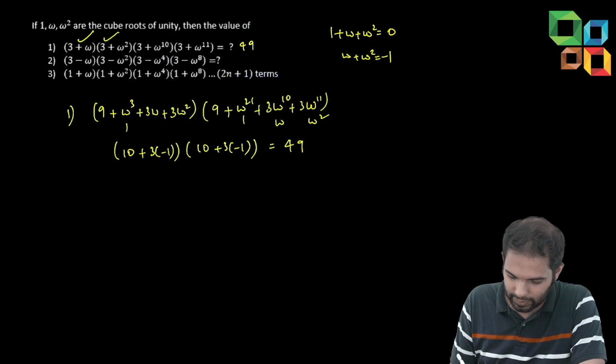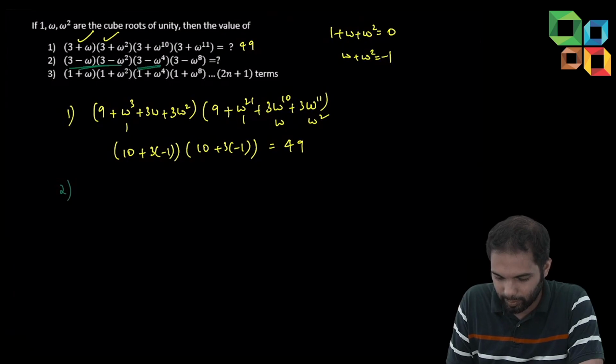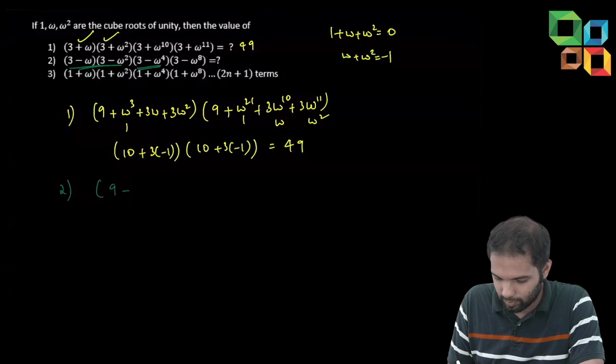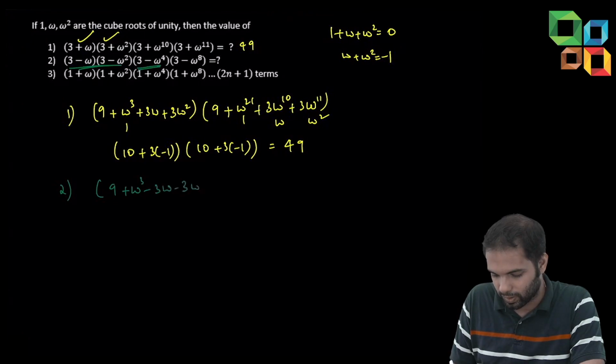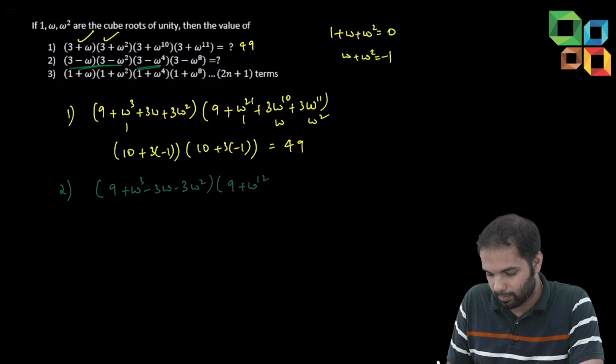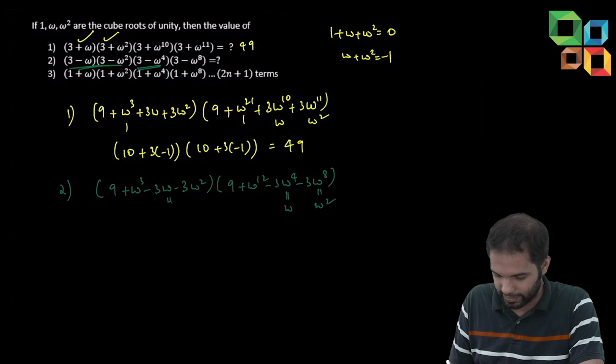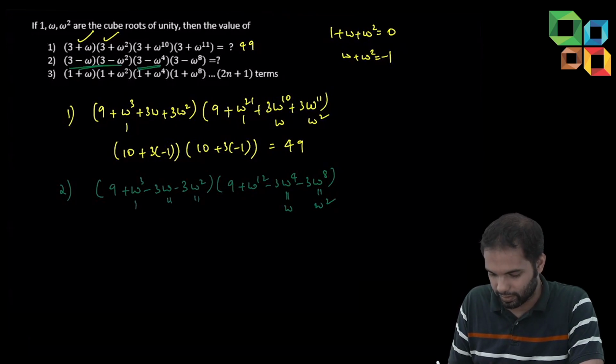Next. Second one. Same logic, I think. Instead of positive, we have negative signs now. So 9 plus omega cube minus 3 omega minus 3 omega square. The next term is a little different. It is 9 plus omega power 12 minus 3 omega power 4 minus 3 omega power 8. Again, omega power 4 is nothing but omega. This is omega square. Similarly, this is omega itself, omega square. This is 1, this is 1.